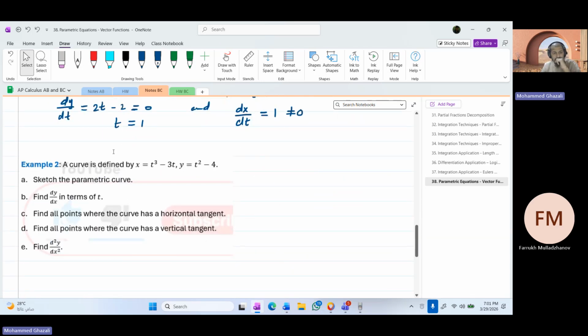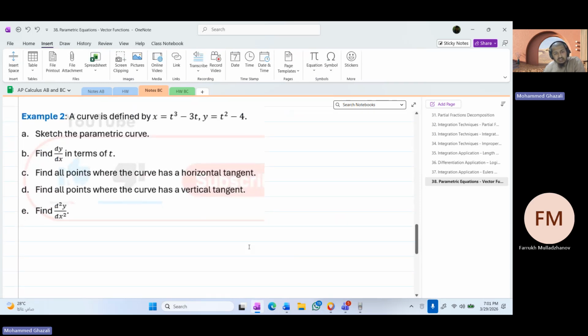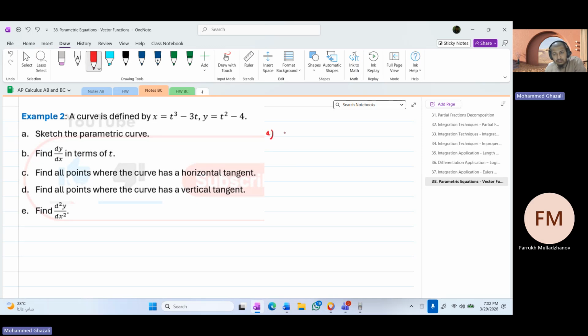Now we're going to do some calculus on this parametric curve here. Question number 1 is sketch the parametric curve. See, the curve is quite complicated. x is equal to t cubed minus 3t. So I'll draw my table on this side. I choose some t values, some x values, and some y values.